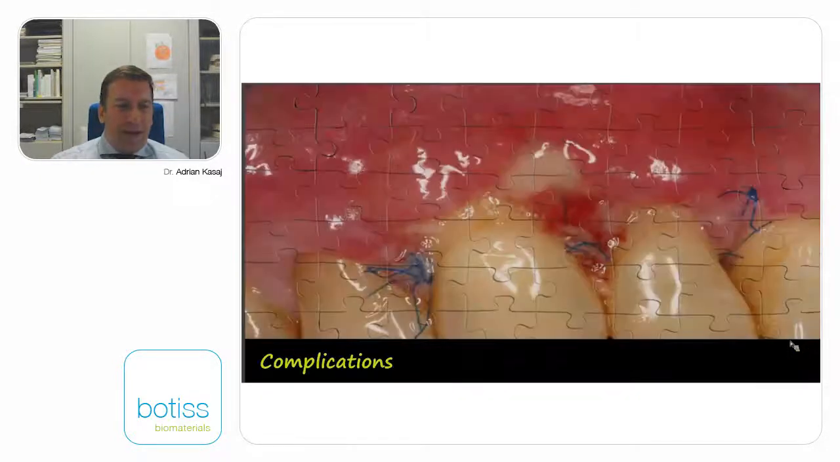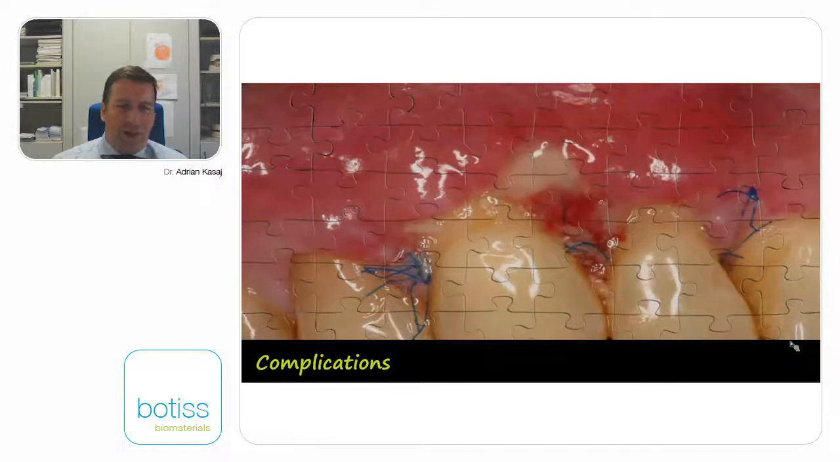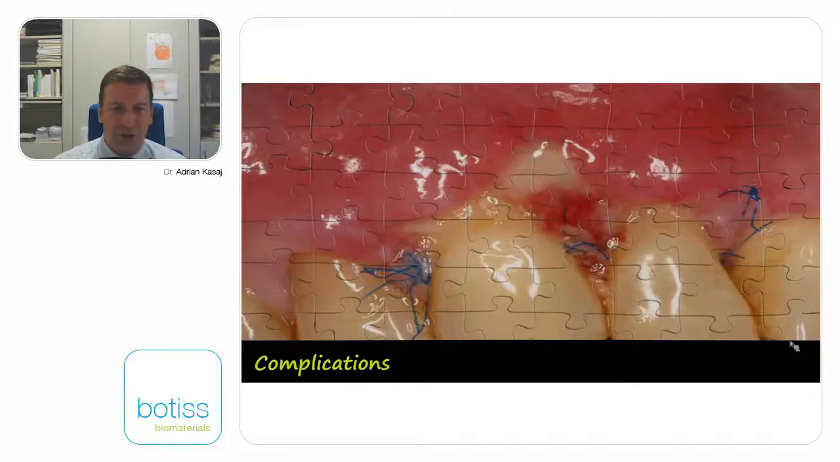So let's talk about complications. I already mentioned that it's mandatory to have a sufficient vascularization to the overlying flap, so you shouldn't thin out the overlying flap too much. You shouldn't have any perforation, and you also have to take care that you don't have any retraction of the flap. Otherwise, the matrix will become exposed and you will lose this tissue.